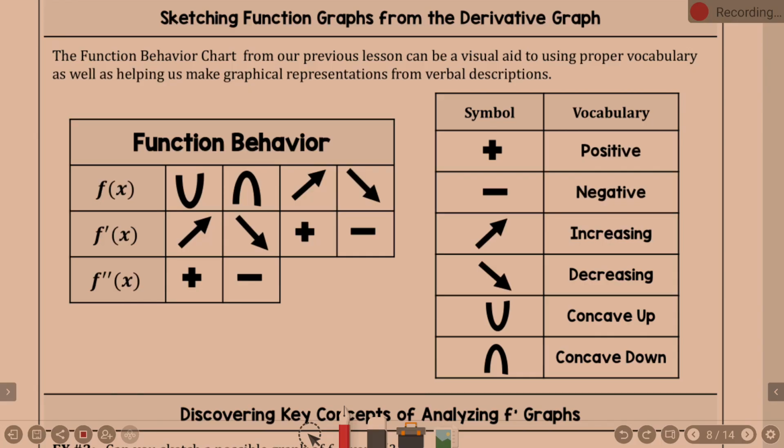If the second derivative is positive, that means the first derivative is increasing and the original graph is concave up. Same thing with second derivative negative, decreasing, concave down. If your first derivative is positive or negative, that means your original graph is increasing or decreasing. Okay, so that's how that chart is connected there.